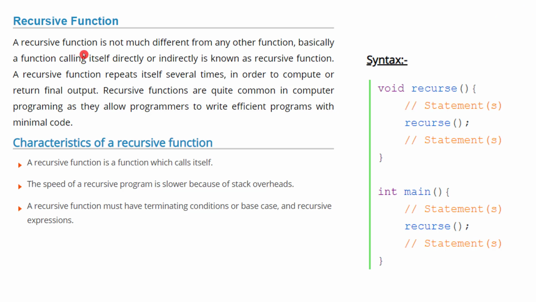By definition, a recursive function is not much different from any other function. Basically, a function calling itself directly or indirectly is known as a recursive function. It is very difficult to understand. A recursive function repeats itself several times in order to compute or return the final output. So basically, the recursive function is an iteration function.